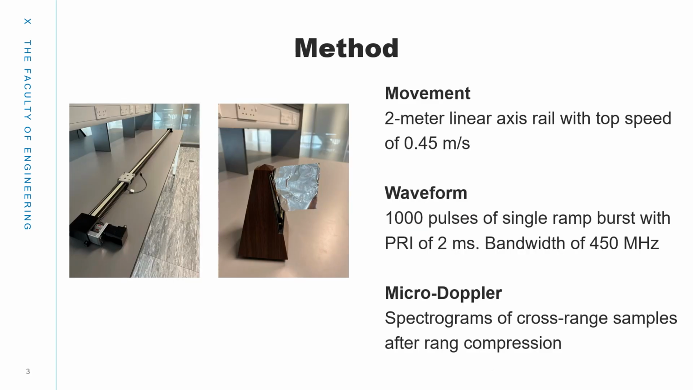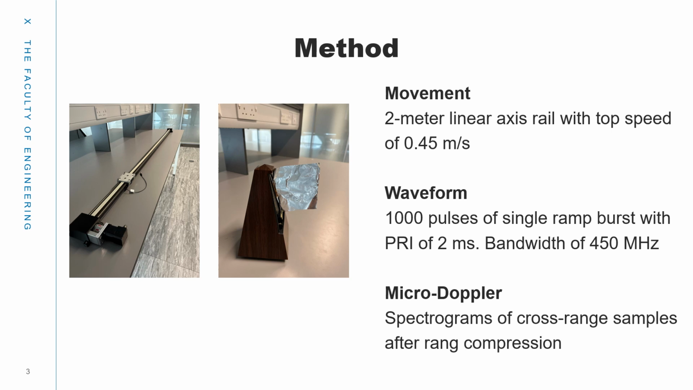Moving on to the methodology of our project, let me walk you through the setup and the experimental procedures we used to obtain our data. Our experimental setup includes a 2-meter-long linear axis rail, which is capable of moving the phaser kit along its length with a maximum speed of 0.45 meters per second. This rail allows us to simulate the movement of a radar in a controlled environment, allowing us to create our synthetic aperture. As shown in the image on the left, the rail is equipped with a small motor, which ensures precise control of the speed and position of the phaser along its length.